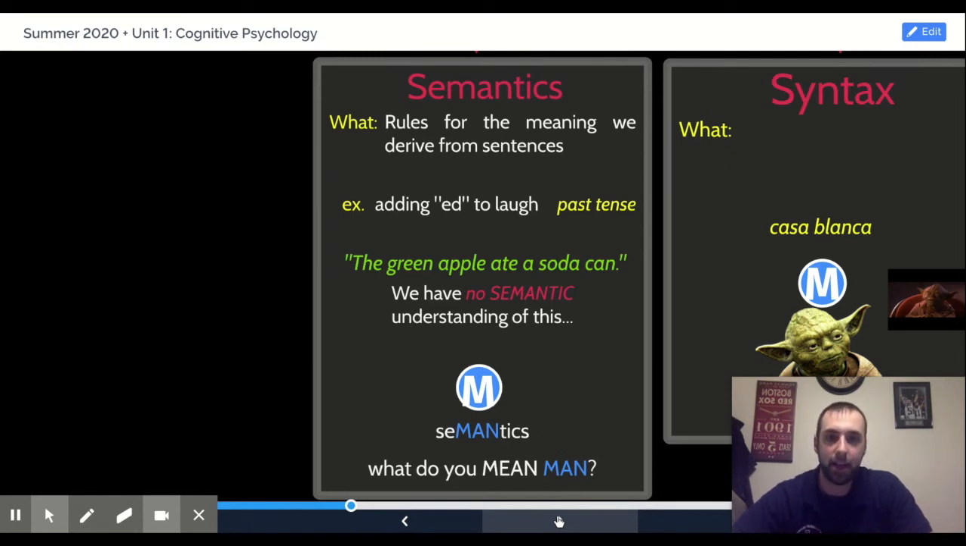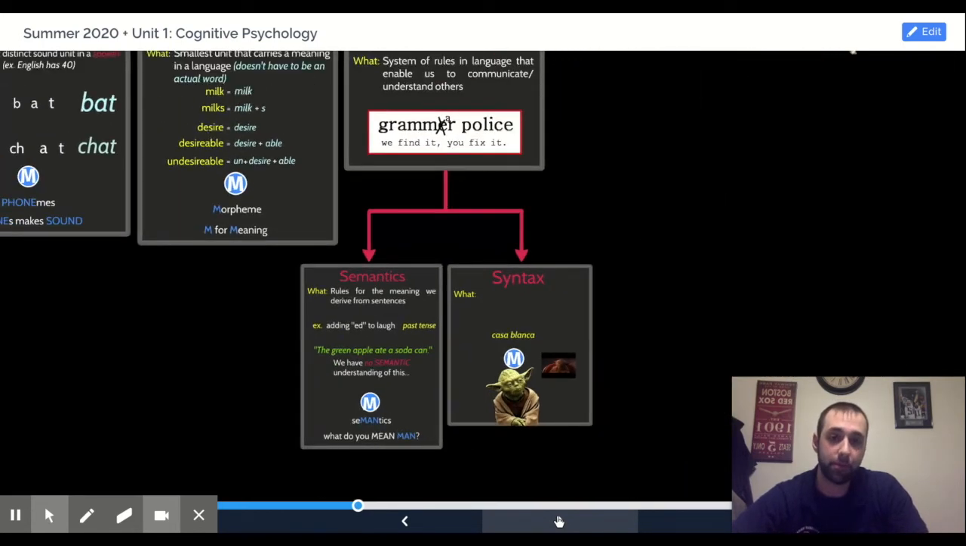Usually that's in the context of sentences that do have semantic meaning, like I walk to school versus I am walking to school versus I walked to school. Your ability to understand the difference between all three of those sentences illustrates your semantic understanding of the English language.